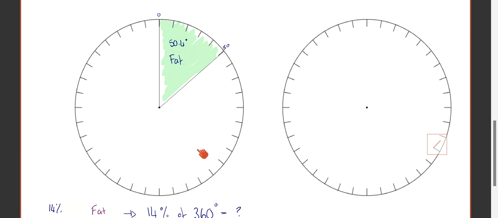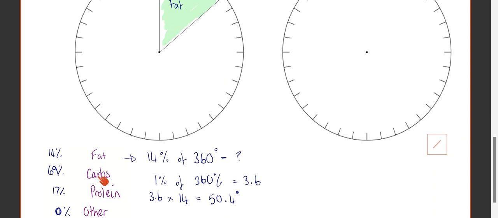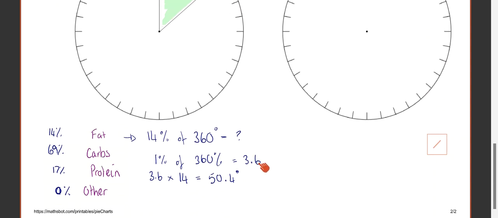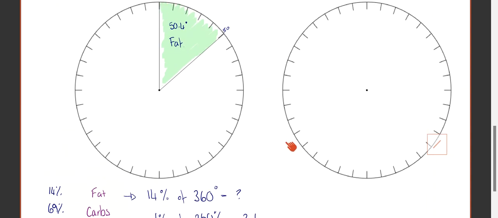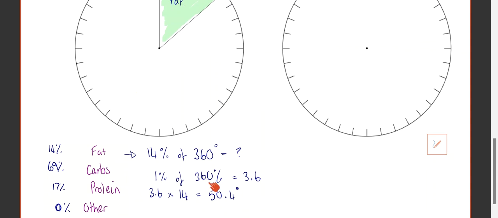So what about carbohydrates then? You need to work that out. Can I leave you to try and figure out the rest? Don't forget, once you've already drawn one, your 0 goes back to here and you start counting again. Don't start at 0 at the same place every time. Let's see what you can come up with. See if you can follow on working out percentages.